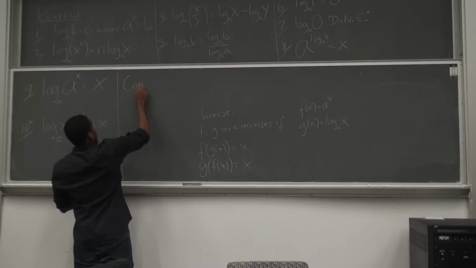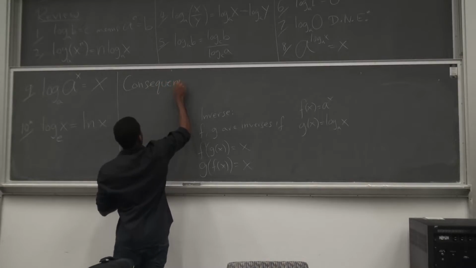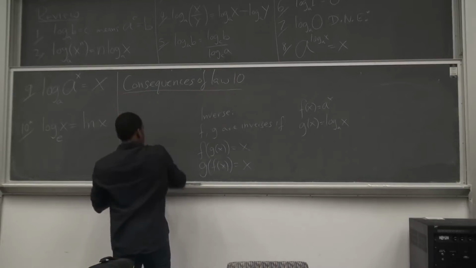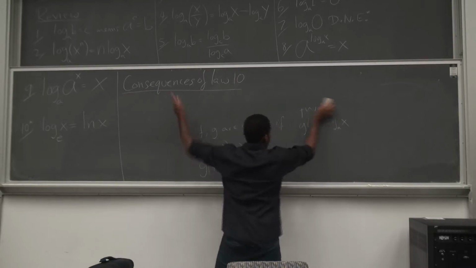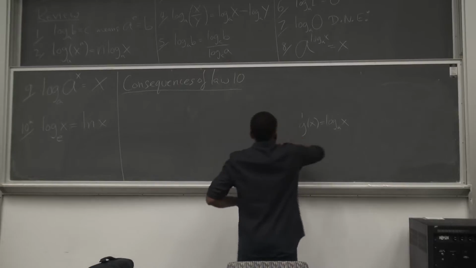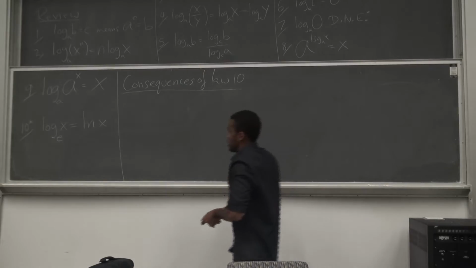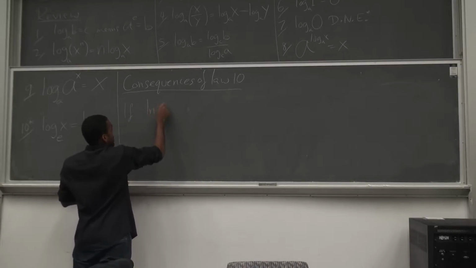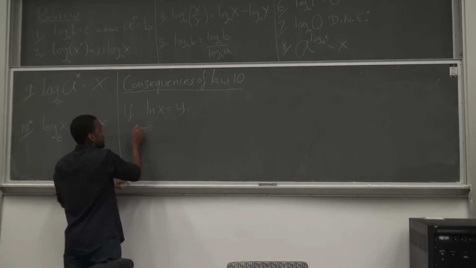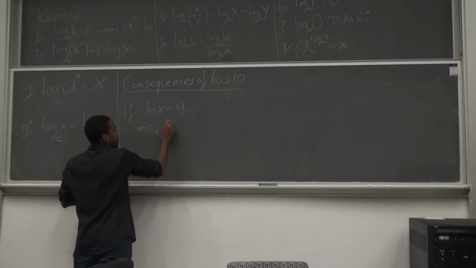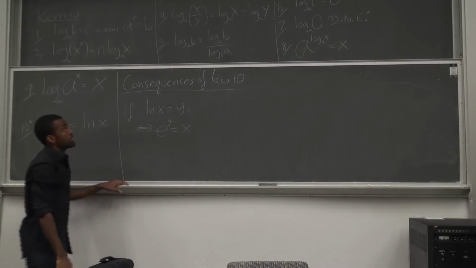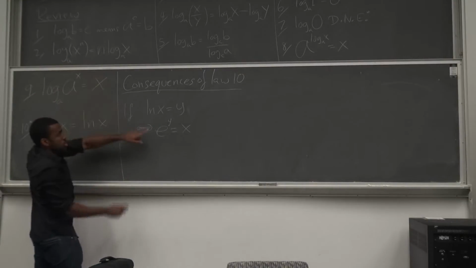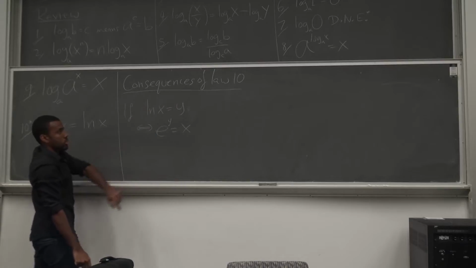There are some consequences of log base e. That should be immediately apparent based on the previous rules that I gave you. So, for example, if ln of x equals y, it's the same as saying e to the y will equal x, right? By law 1. The base here is e, so e to the power y will give me x.